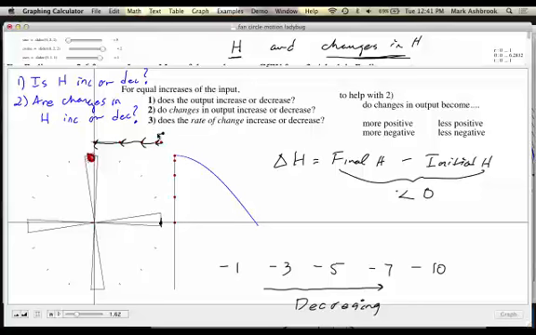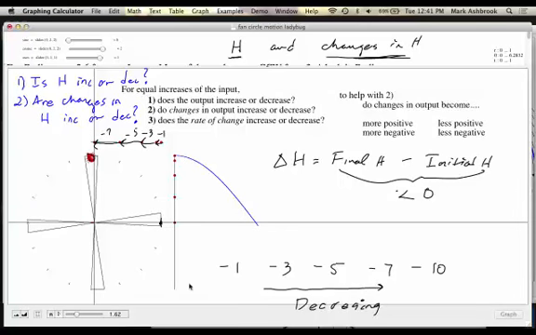Suppose this little change here was -1. This one's -3. This one's -5. And this one's -7. That's the idea. Those aren't the right values, it's just the idea of it. So those are decreasing changes. So the rate of change is decreasing. That's why it's concave down. So concave down, the shape of the graph, reflects that the rate of change is decreasing.